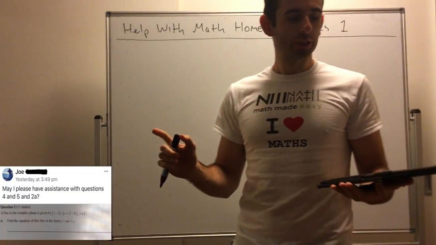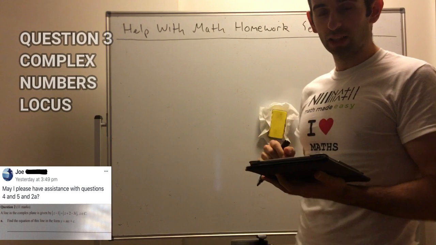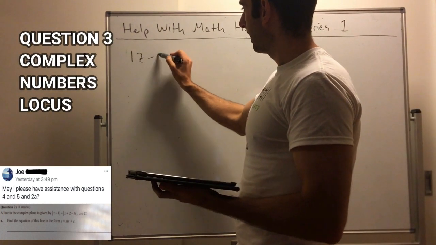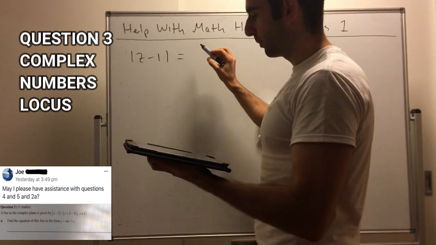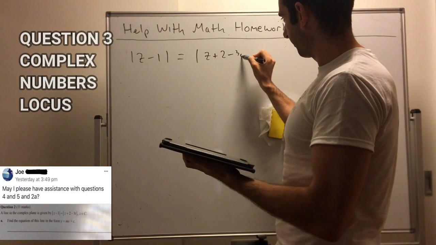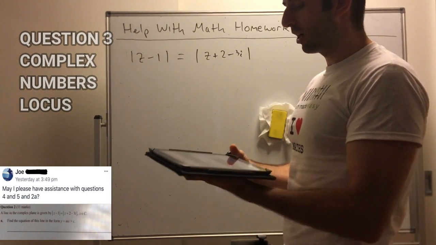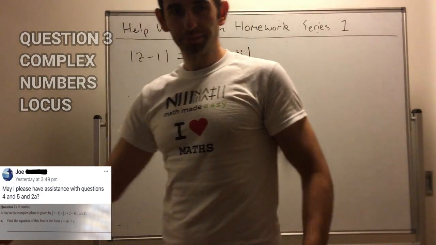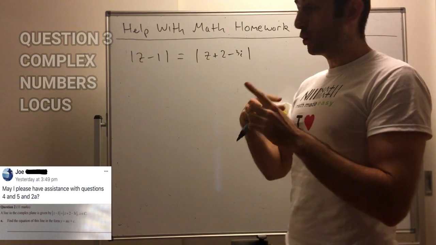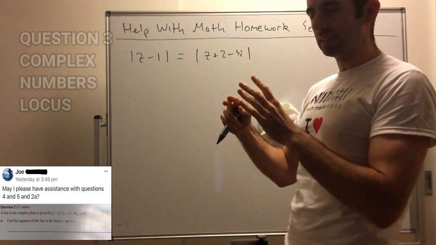Alright, this last question comes from Joe, and it's to do with complex numbers, specifically locus. So a line in the complex plane is given by modulus of z minus 1 equals modulus of z plus 2 minus 3i. Z is a complex number, and it says find the equation of this line in the form y equals mx plus c. So the trick to doing this really neatly, right, you could do the algebra approach and let z equal x plus iy, but that's going to be very messy.